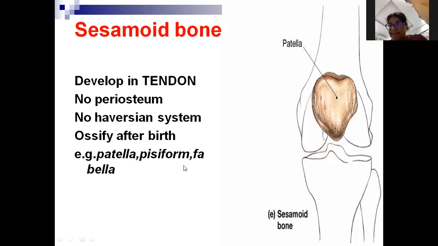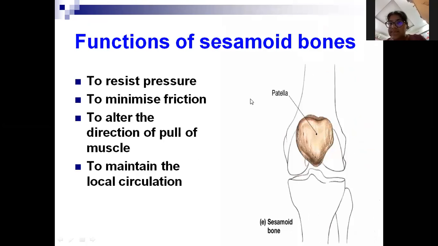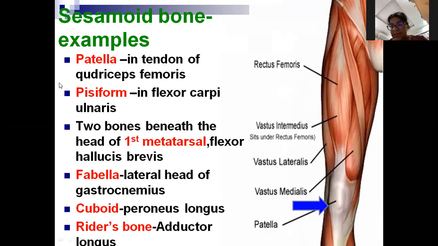Apart from that, we have other bones like in the carpal bones, there is one bone that is pisiform, and fibula. Now, what are the functions of sesamoid bones? First, they resist pressure, they minimize friction, they alter the direction of pull of muscle, and they maintain local circulation.